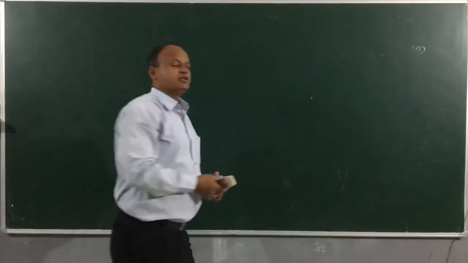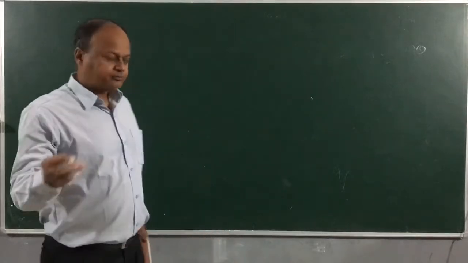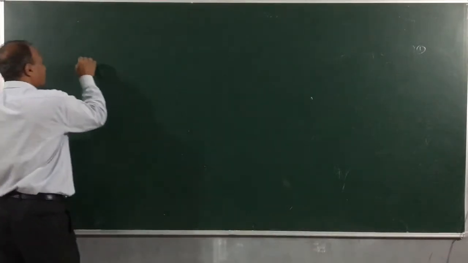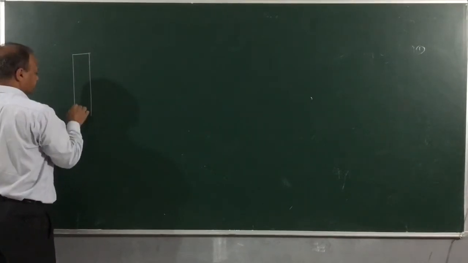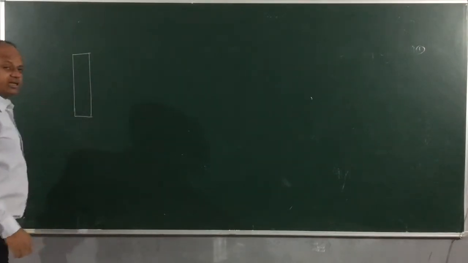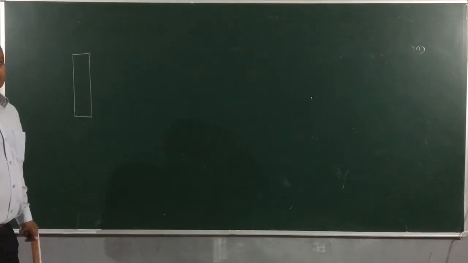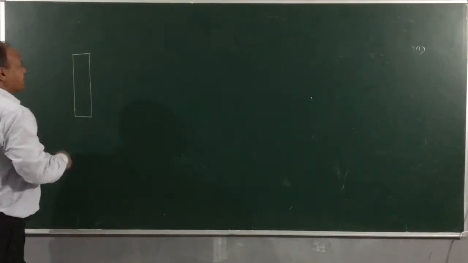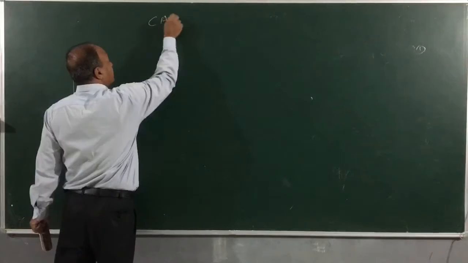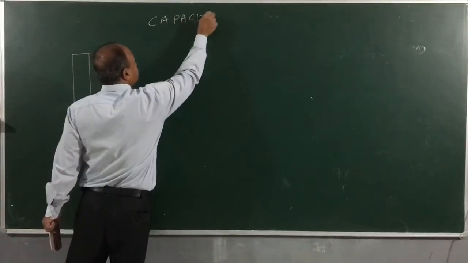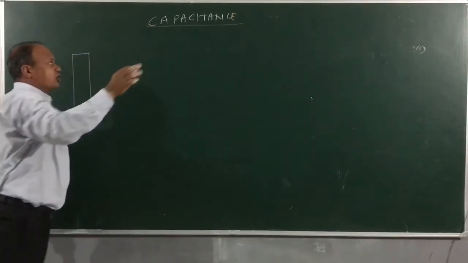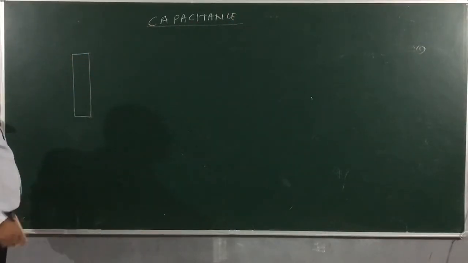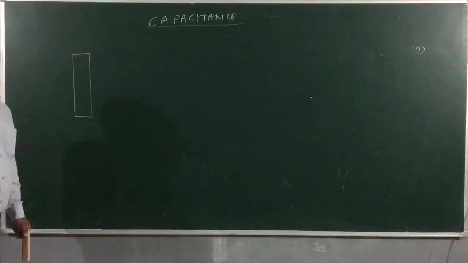Let's make a practical comparison here. This is a conductor. I've taken a rectangular block as a conductor. I want to charge it. So now it will be in capacitance. This is a very technical topic, an interesting topic. Let's understand it. I've given you a conductor and I want you to charge it.